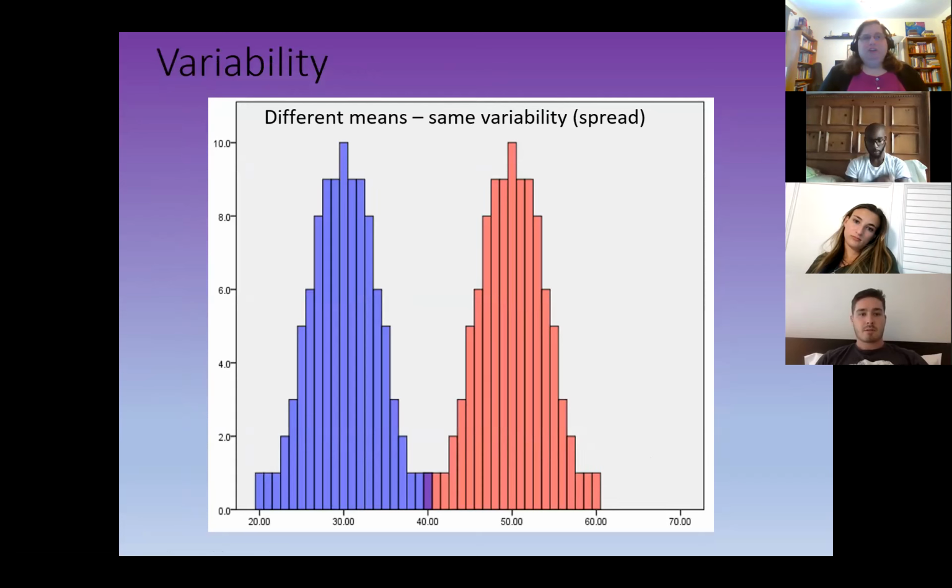Next one. Different means, right? Mean over here for the blue, mean over here for the red, but same variability. In other words, if I picked up the red and shifted it left onto the blue one, you'd see they'd pretty much line up, because they have the same spread or same variability. So mean and variability are different things.